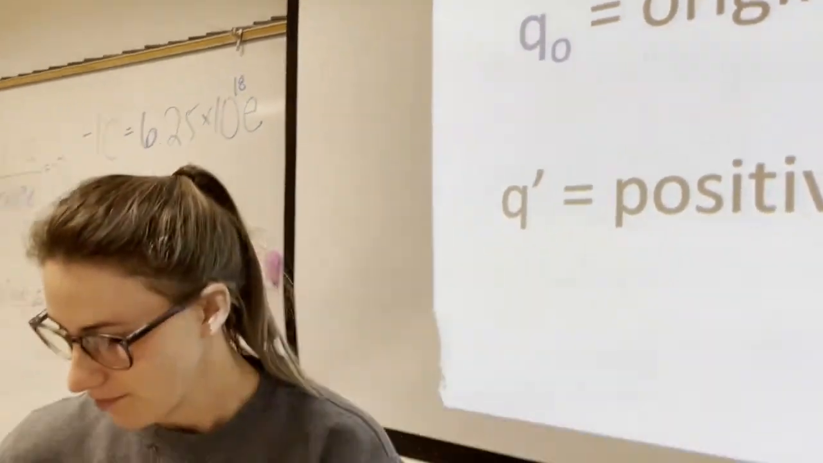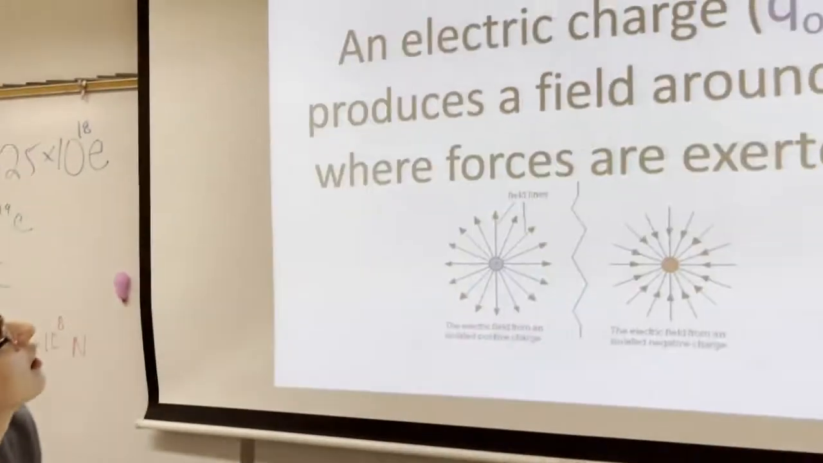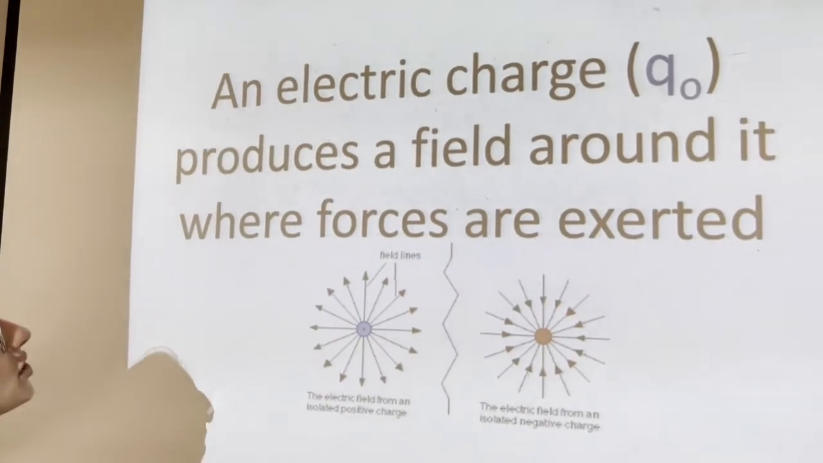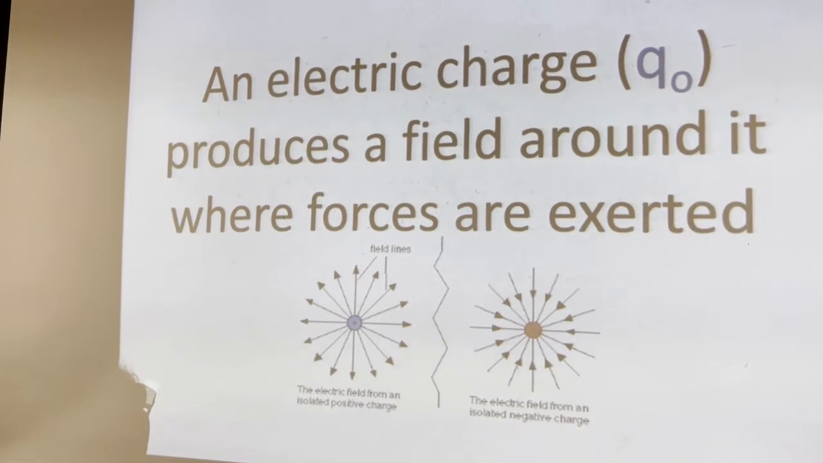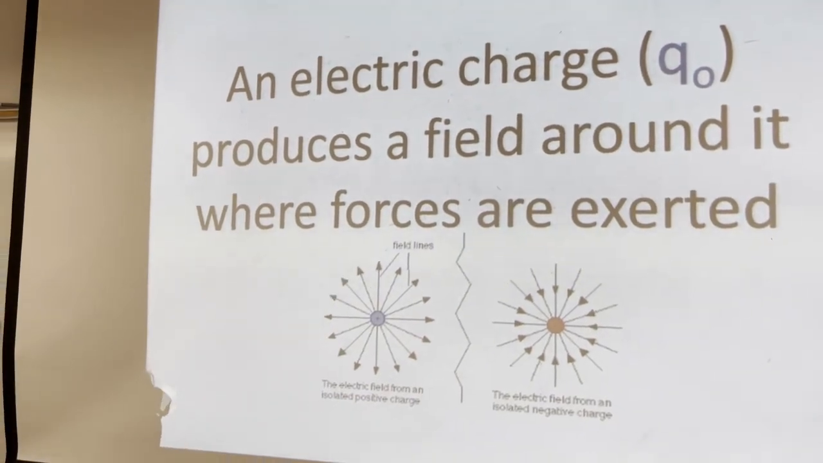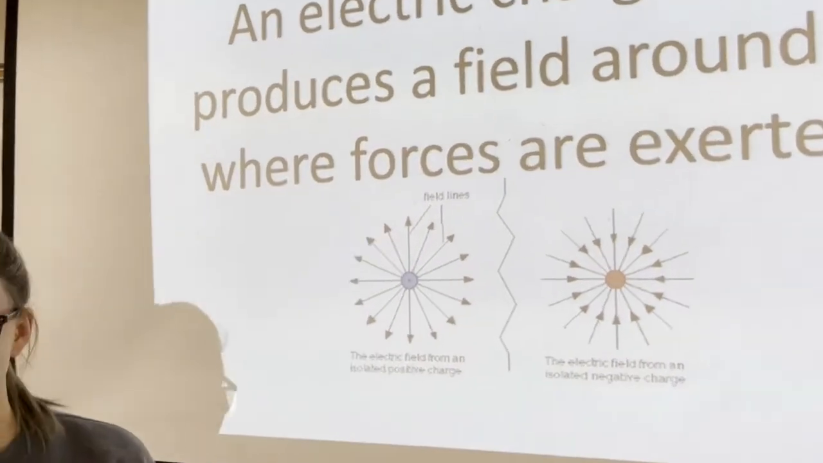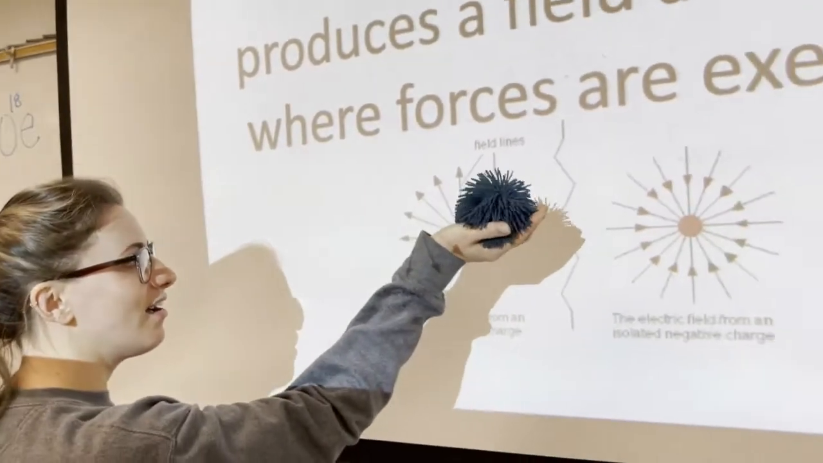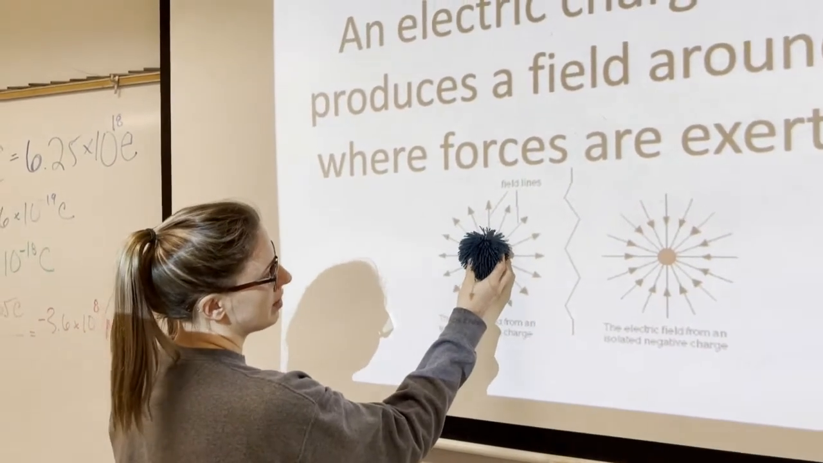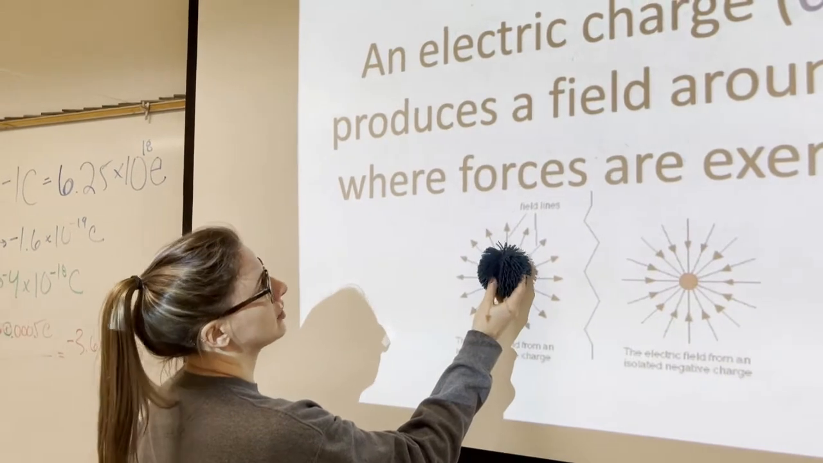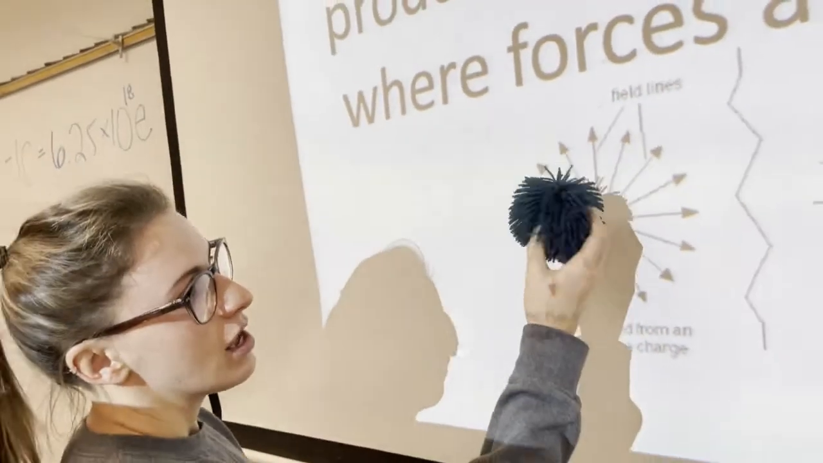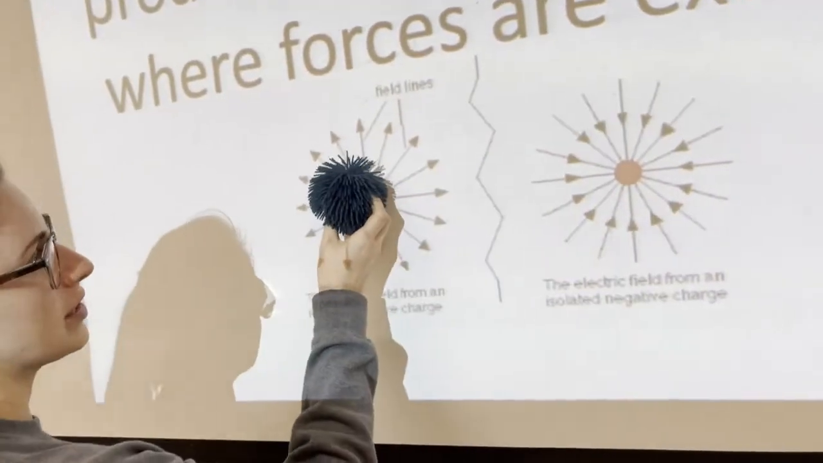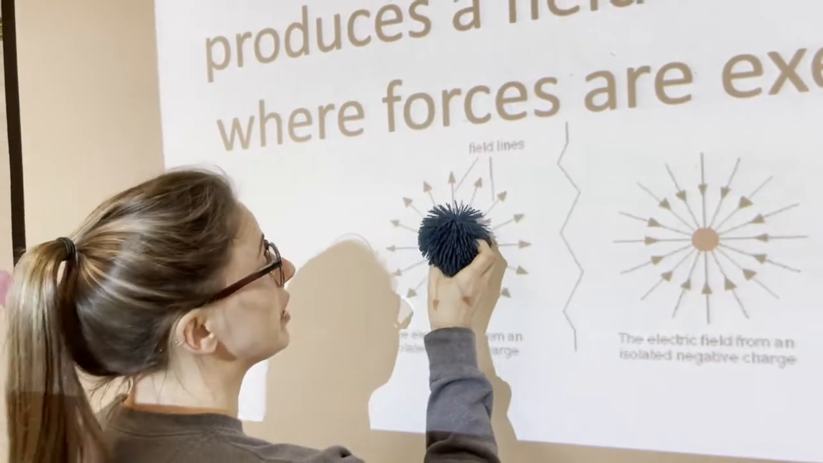An electric charge, our original charge, produces a field around it where forces are exerted. So there is an electric field around this charge, regardless of whether it wants to or not. It always is. And the field lines, these are both examples of test charges here. The originating charge.